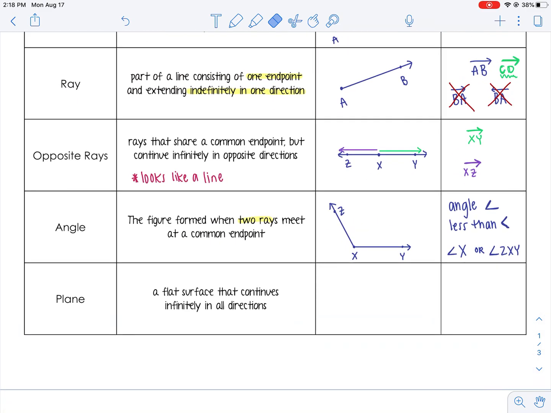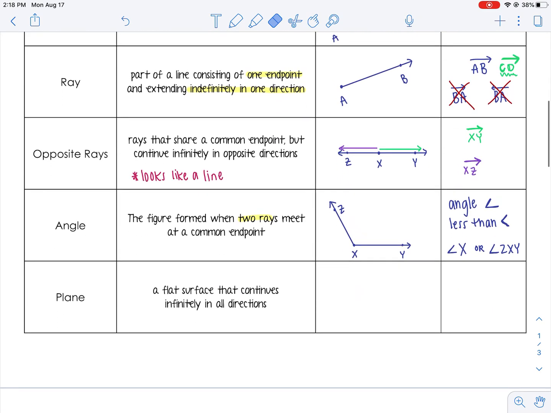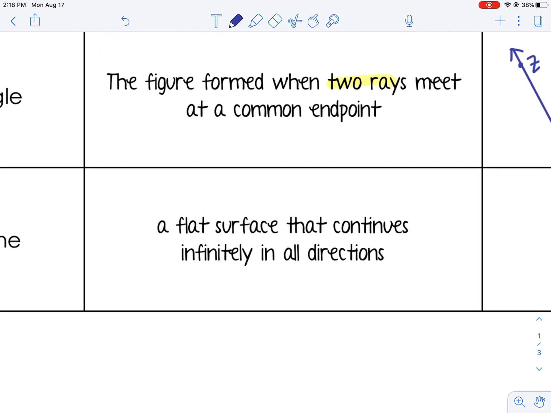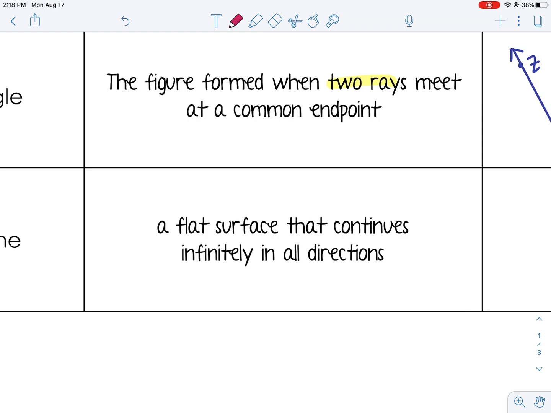So we talked about all these different shapes. Points, if you haven't noticed, I have points on everything. Points make a line, points make a segment, points make a ray, points make opposite ray. I need points to make angles. And I need 3 points to make a plane. So planes contain at least 3 points. Contains just means they have.